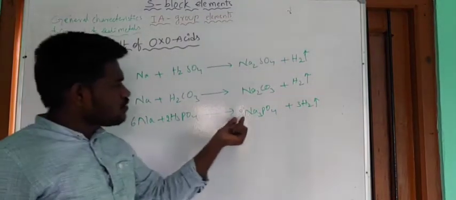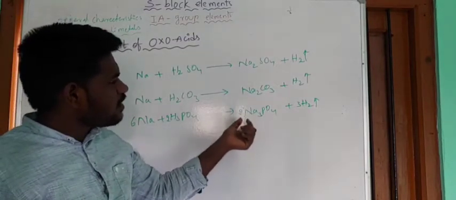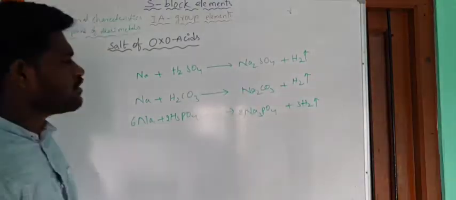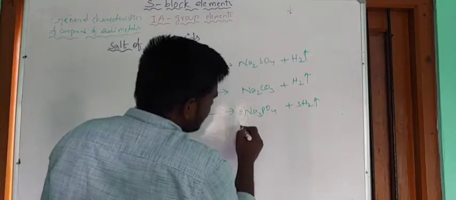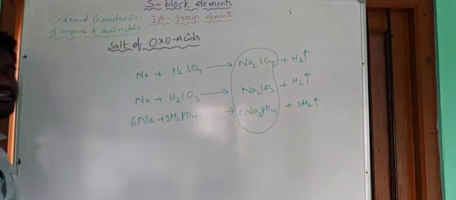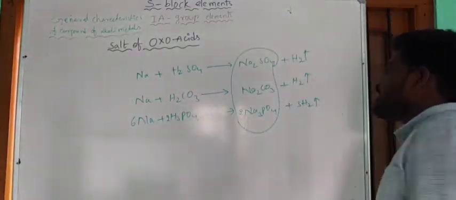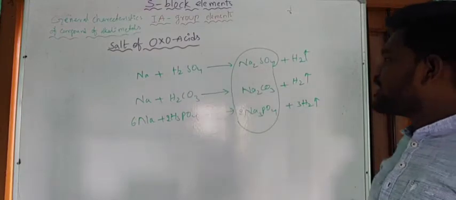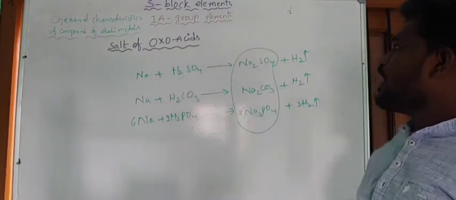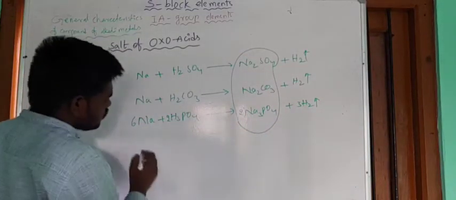6 sodiums, 2 into 3, 6 sodiums, and 2 PO4 groups are there. Here also 2 PO4 groups are there. 6 hydrogens, and here also 6 hydrogens are present. So guys, these all are examples for the salts of oxo acids. These all are obtained by treating an alkali metal with an oxo acid. That's why these are known as salts of oxo acids. Next, I can give you some more examples for the salts of oxo acids.